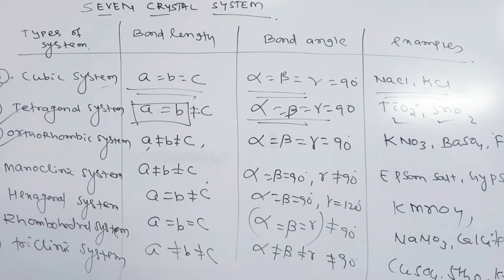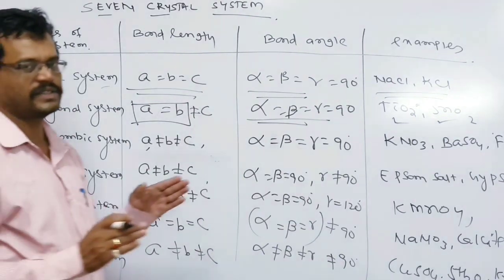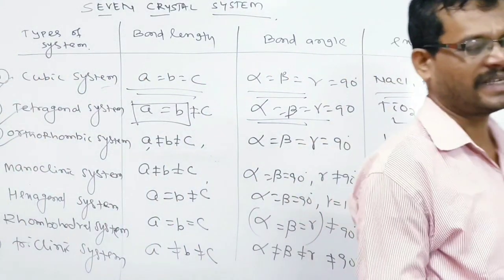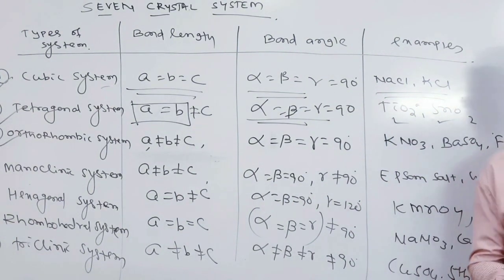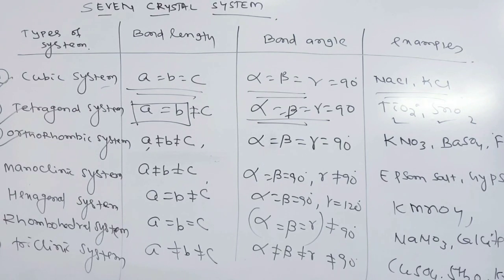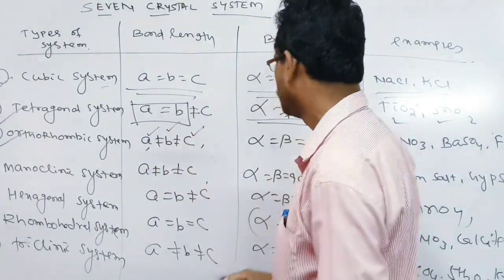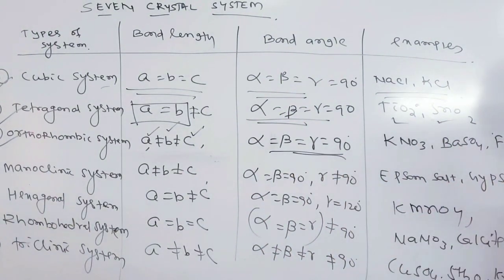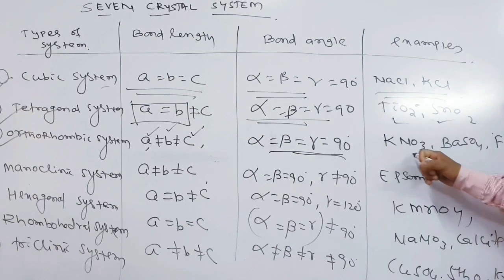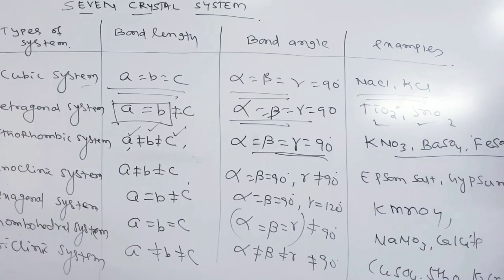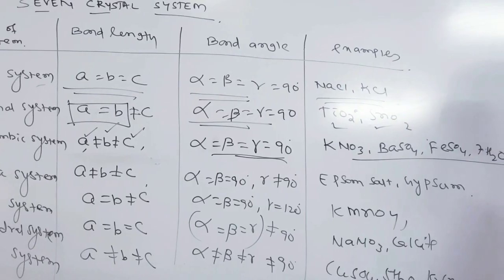Next, we come to orthorhombic systems. In the case of orthorhombic systems, all the angles are 90 degrees, but the bond lengths are not equal. That is, a is not equal to b, not equal to c. On the other hand, alpha, beta, gamma are all 90 degrees. Some examples of this category are sodium nitrate, barium sulfate, ferrous sulfate, water, just like this.